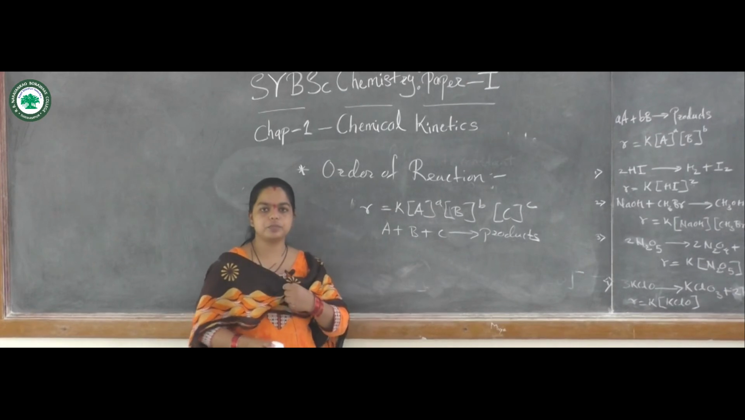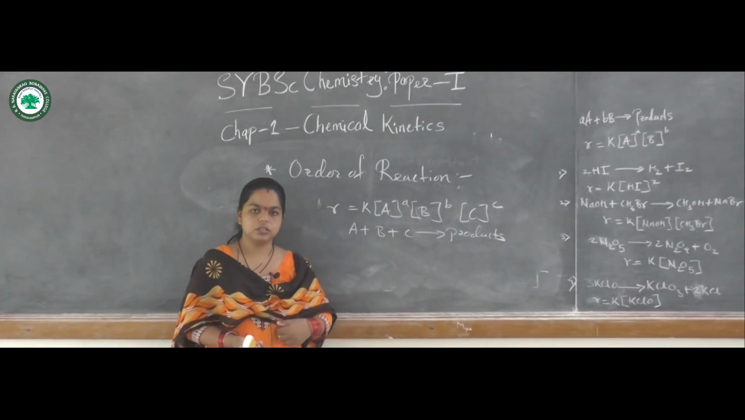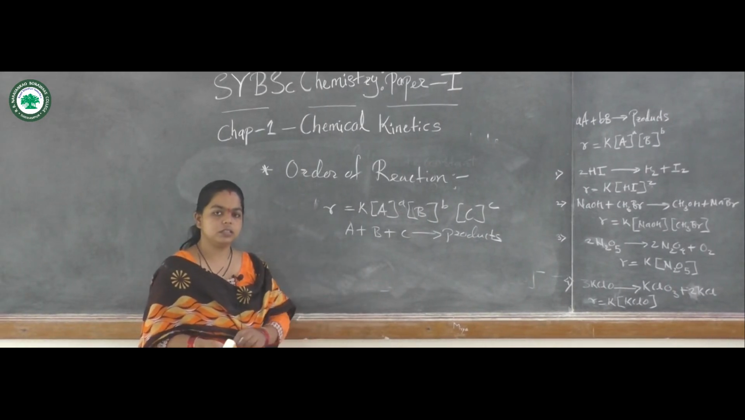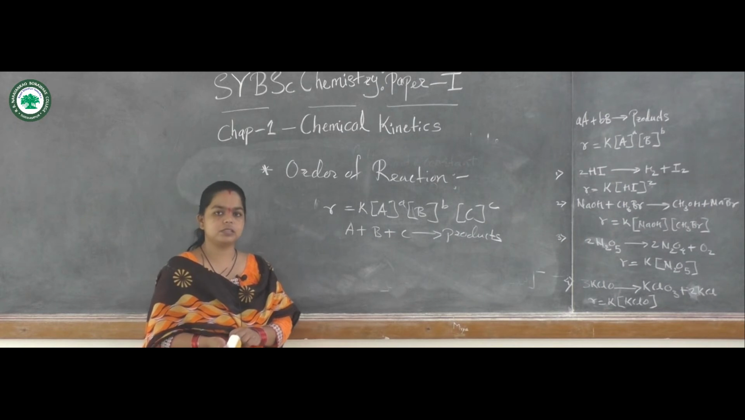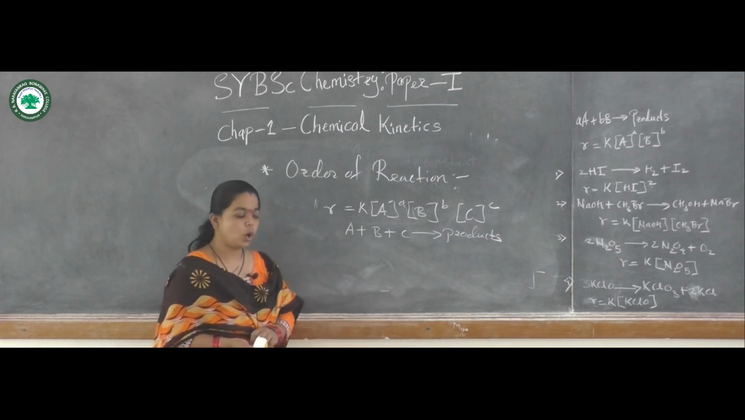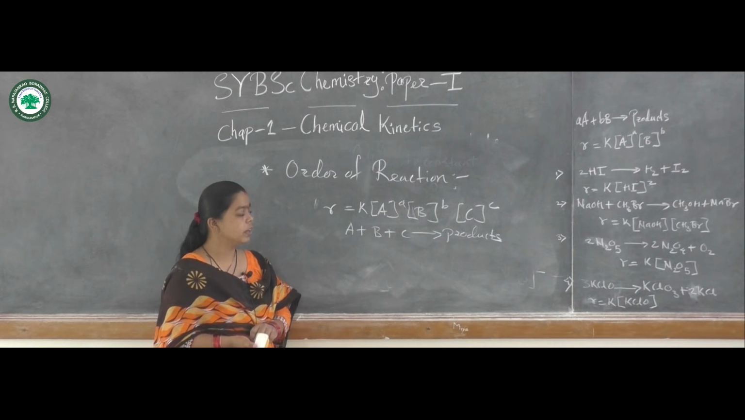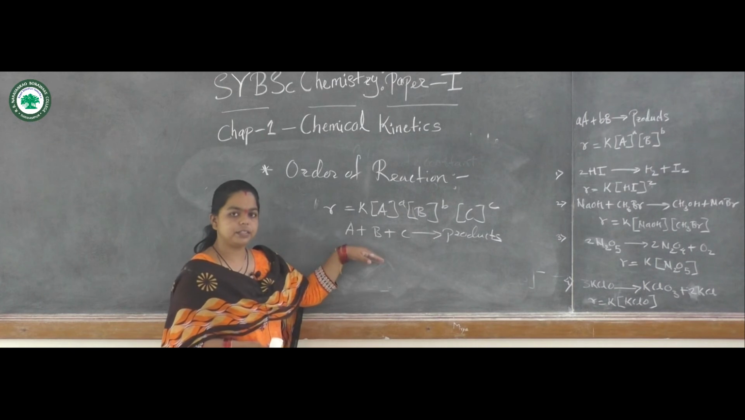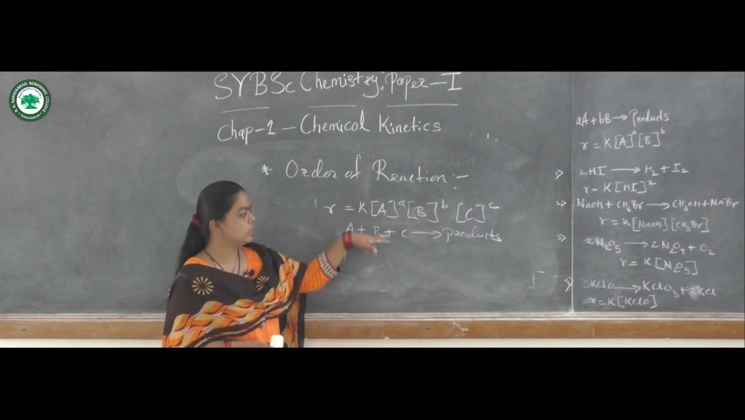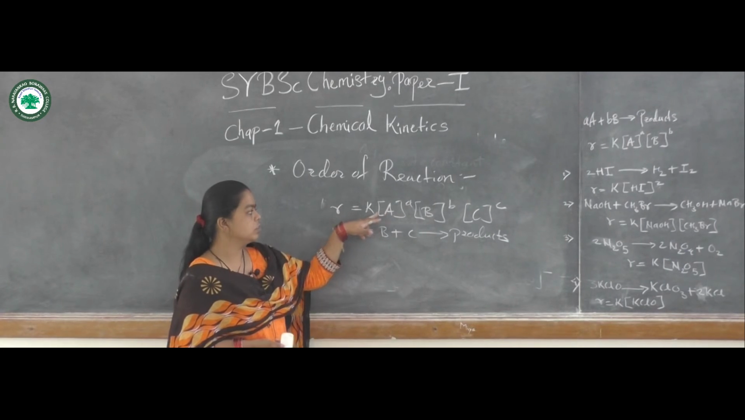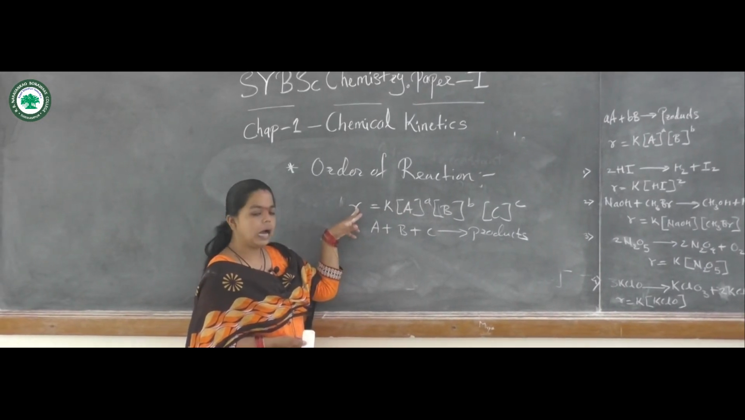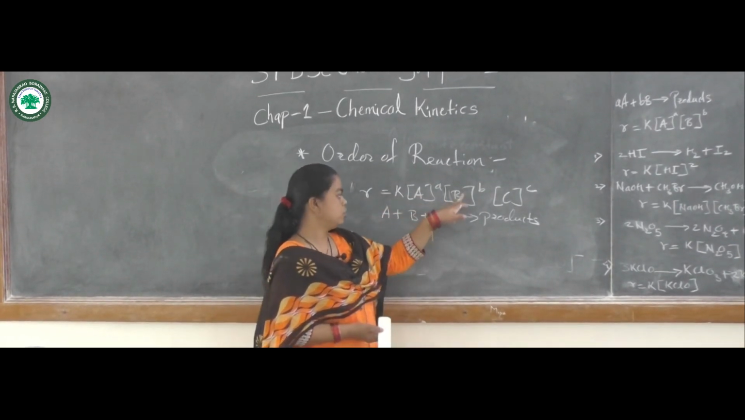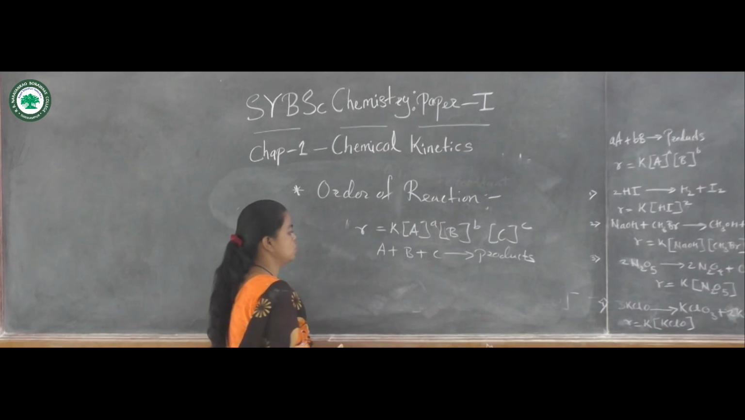Now let us see the next point, the order of the reaction. The order of the reaction is an experimentally determined quantity, and we can determine it from experimental measurements. If we consider A plus B plus C giving product, three reactants are involved. The rate equation for this reaction is: rate equals K times the concentration of A raised to a, the concentration of B raised to b, the concentration of C raised to c.